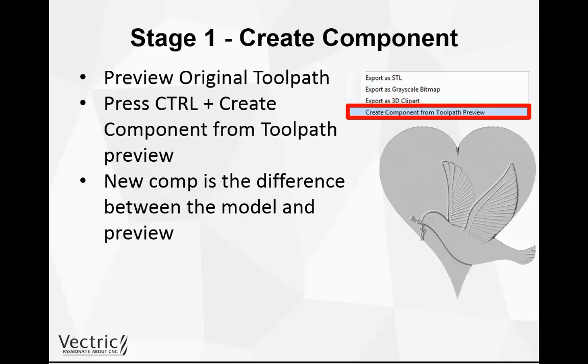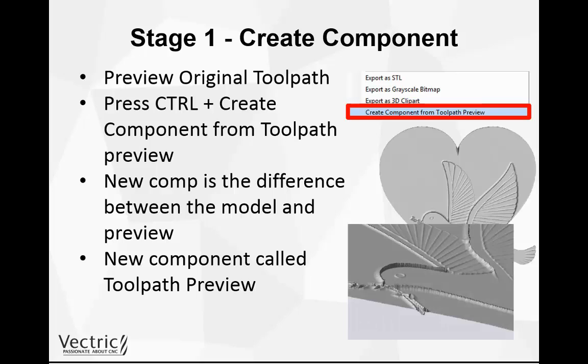And you'll see that we'll be left with something that looks like this image on screen now. The new component will be under our component tree and it will be called Toolpath Preview. And as you can see from this new picture here, we're going to get a lot of raised areas. Now this just represents all the areas where the larger tool that we used to create the toolpath wasn't able to actually machine into the smaller areas, the more intricate details of our 3D model.